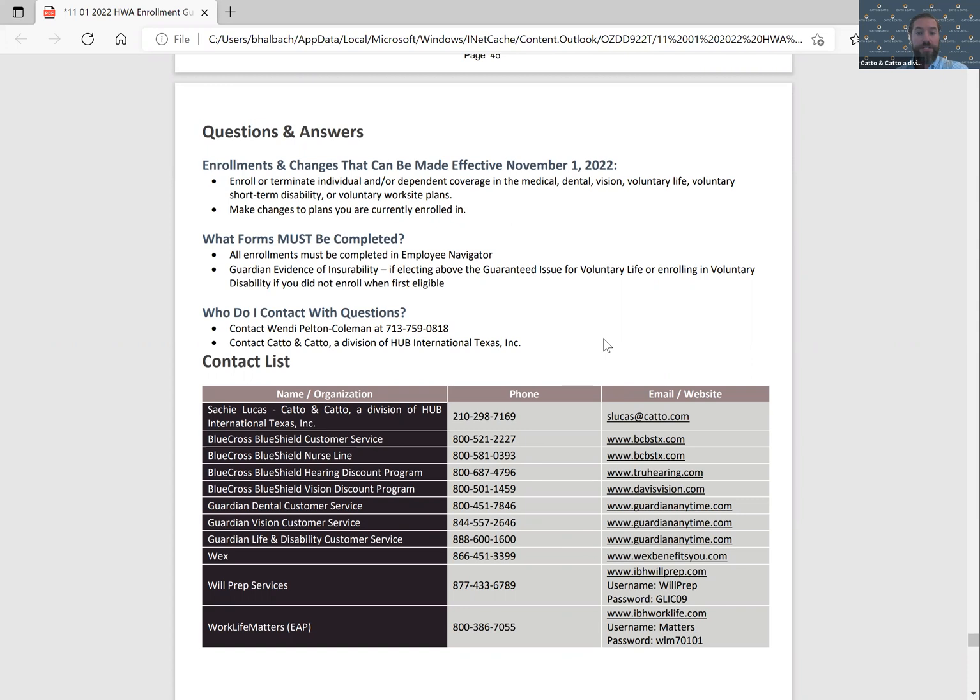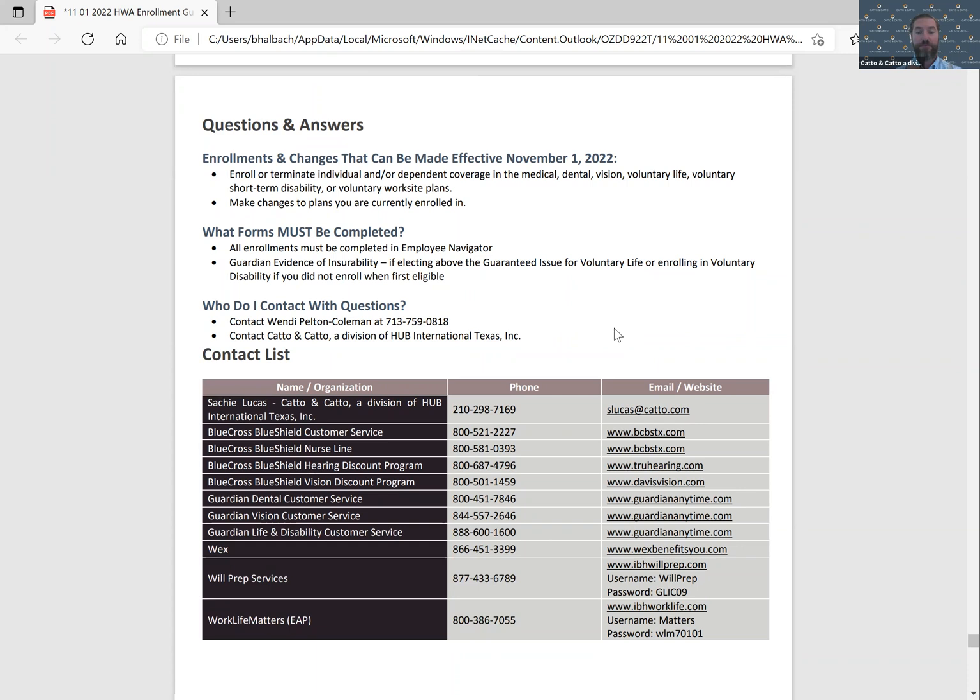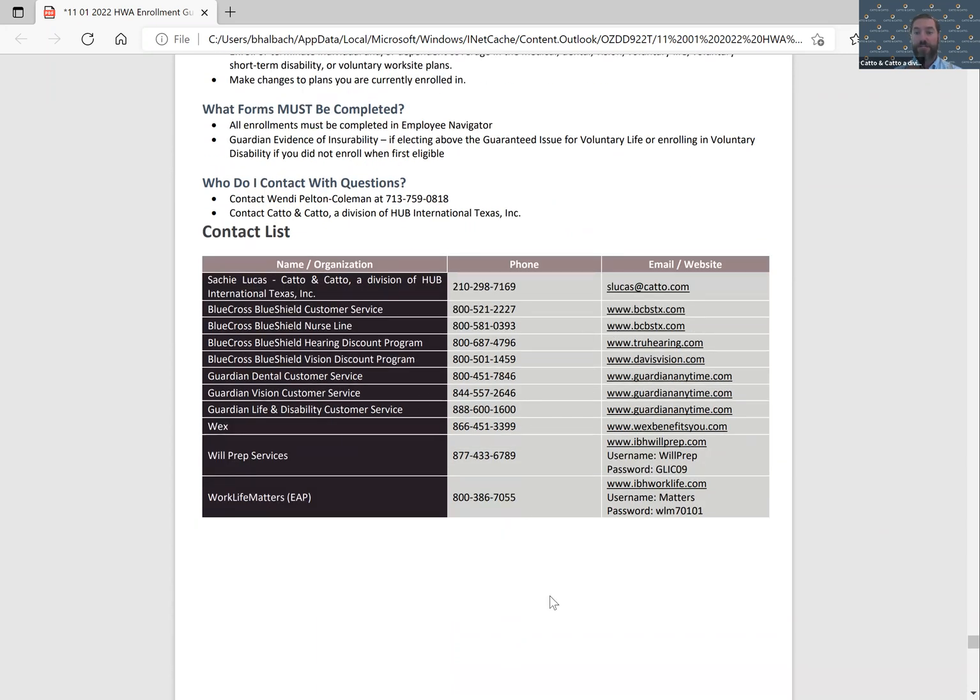And so just wrapping it all up, we kept all insurance carriers the same. You'll see any cost change, if any, reflected on Employee Navigator. If you have any questions, please reach out to myself or Sachi, and everything is going to be done again in Employee Navigator. You've got Wendy's contact information and then ours here.